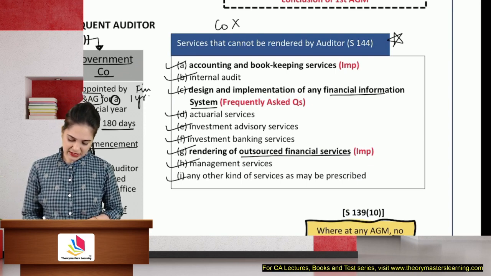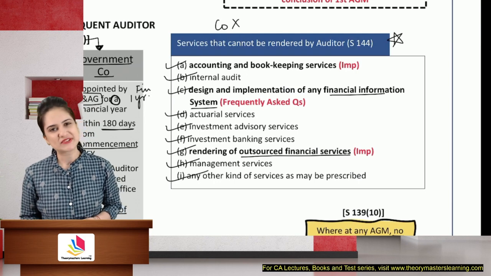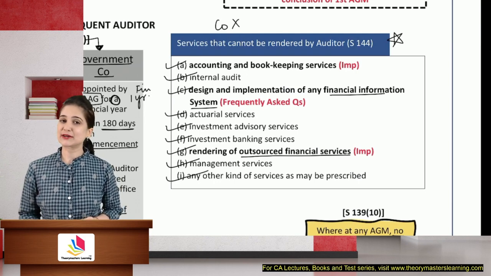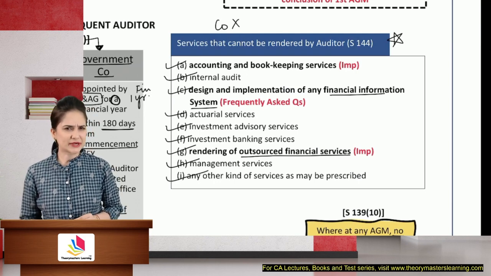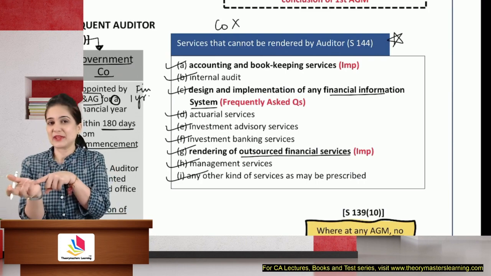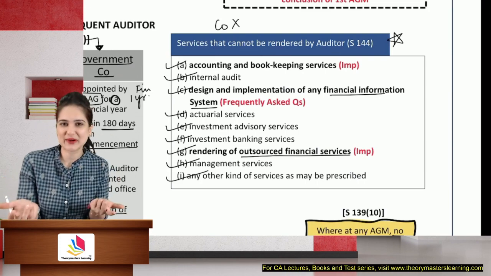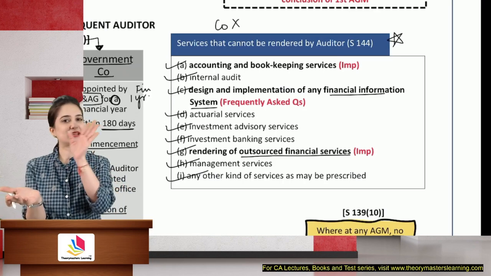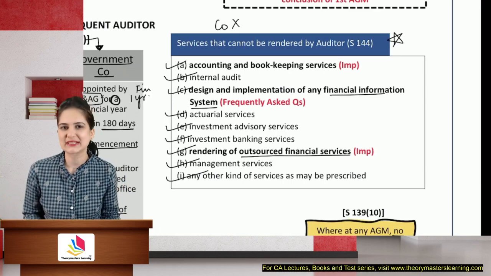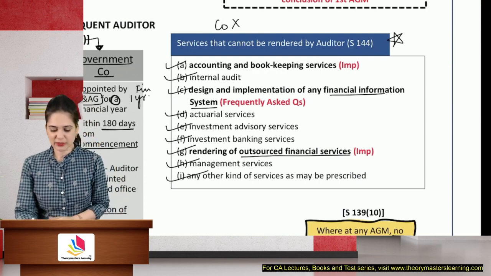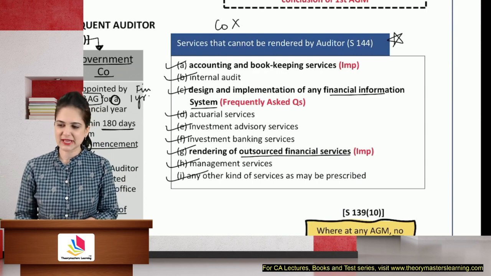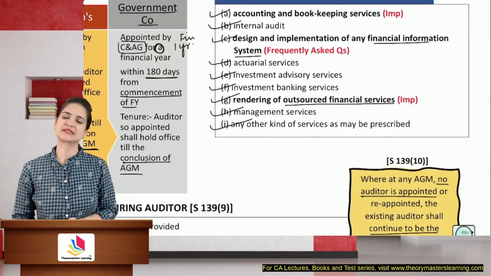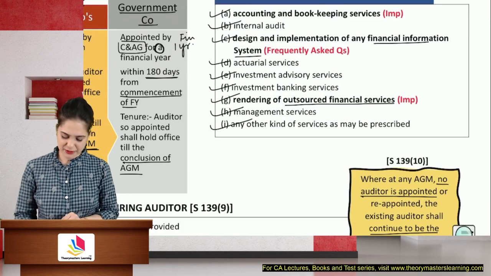Management services, and any other kind of service as may be prescribed. So if you are providing these kinds of services, you cannot be an auditor. And you can also say it the other way. If you are an auditor of the company, then you cannot provide these services. Are you getting me? So if you are an auditor, you cannot provide these services, and if you are providing these services, you cannot be appointed as an auditor. Section 144, the section number is important for exam. As I already informed, it can be asked as a theory question or a case-based question.